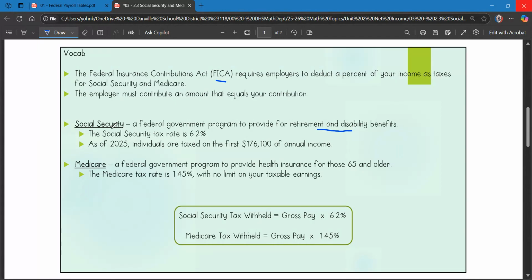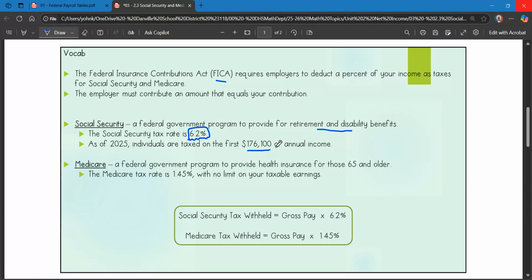And so the Social Security tax rate is 6.2%. Everybody gets taxed 6.2%. Now, as of 2025, individuals are taxed on the first $176,100 of annual income, which basically means the average person is going to pay 6.2% of everything they earn. If you happen to make more than $176,100 a year, then you will not be taxed on everything, just the first $176,100.